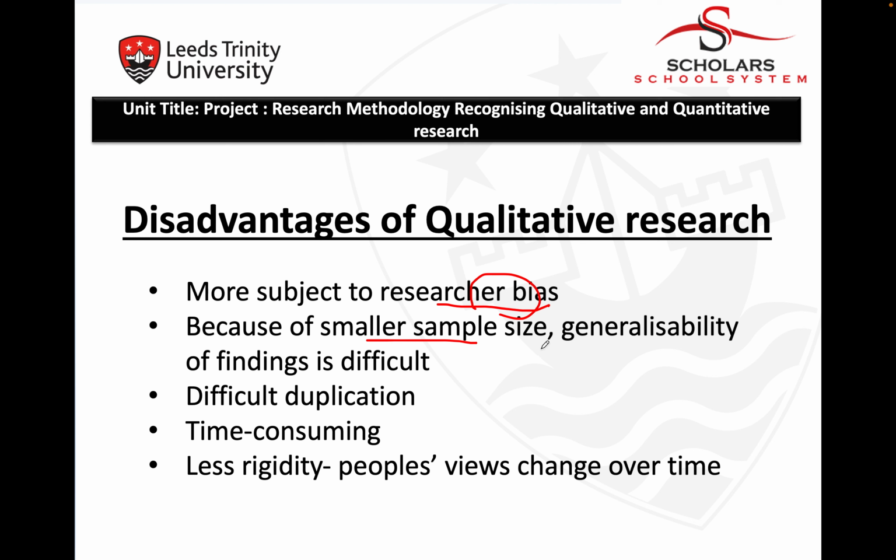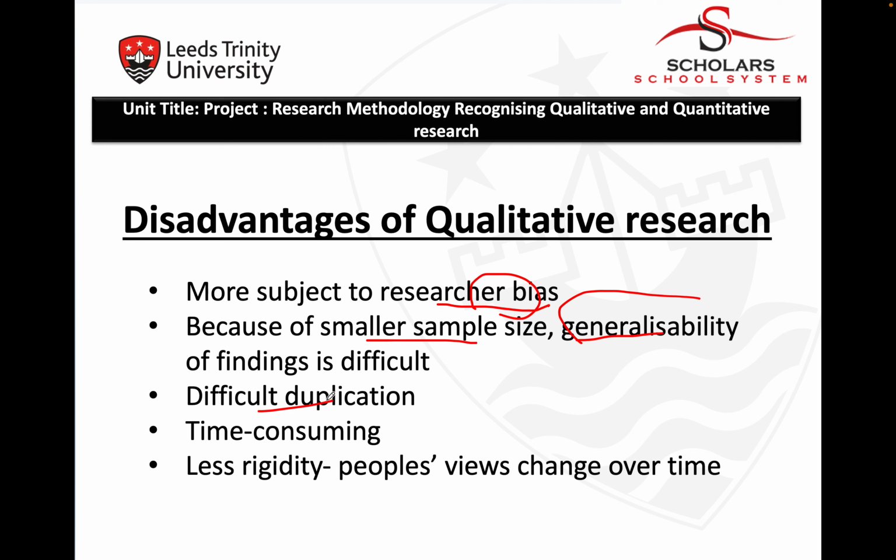Generalizability: because the sample size is small, it's hard to generalize the findings to a larger subset. Let's say we have a survey of 1,000 or 2,000 people. We can say that if 2,000 people are responding to this question or saying this, that means it is good enough for 6,000 people. But we cannot do the same in qualitative research. If you're doing 10 or 12 interviews, you cannot just say that my 12 interviews say this, and now we have to generalize it to 2,000 people. So that's a bit difficult in qualitative research.